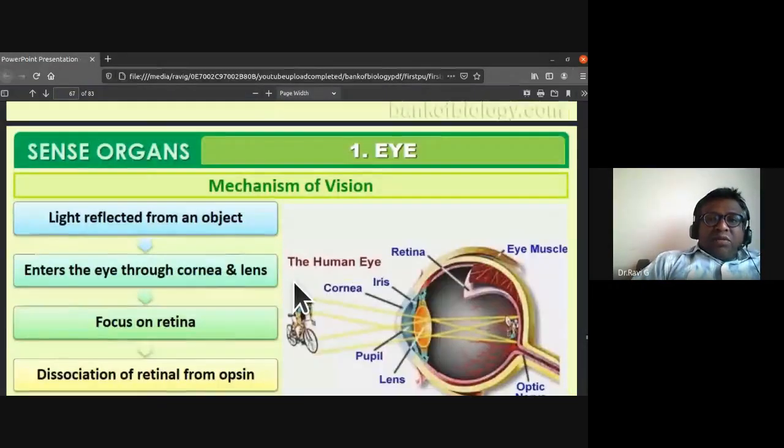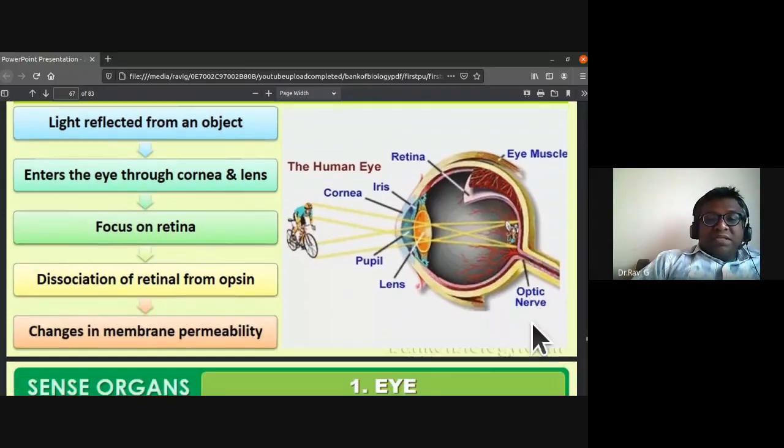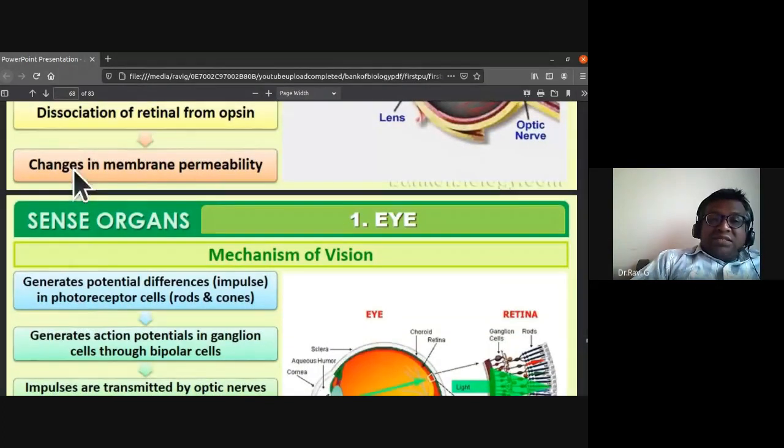I'll again tell you about the mechanism of vision. Light is reflected from an object. This reflected light enters the eye through the cornea and lens, and is focused on the retina. The image would be inverted here. Dissociation of retinal from opsin takes place, there is a change in membrane permeability, and impulses are generated in the photoreceptor cells, rods and cones.